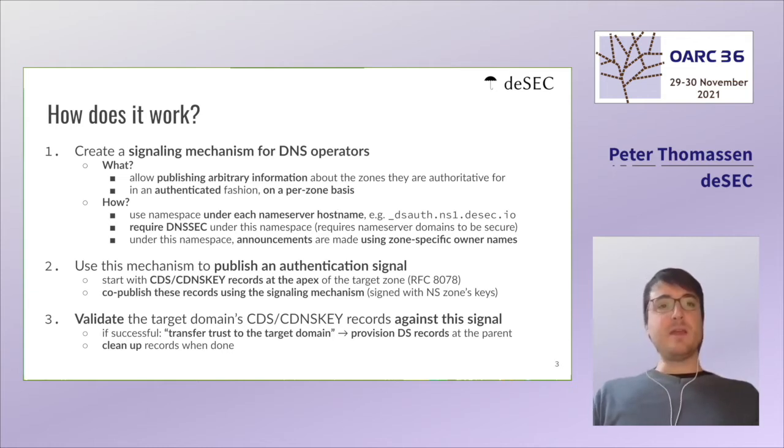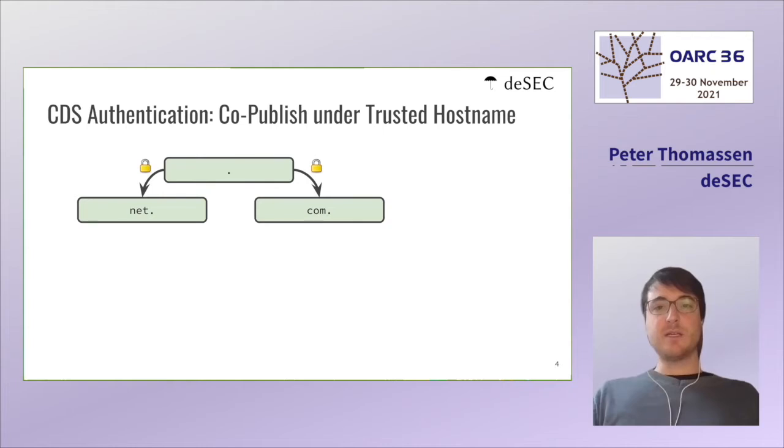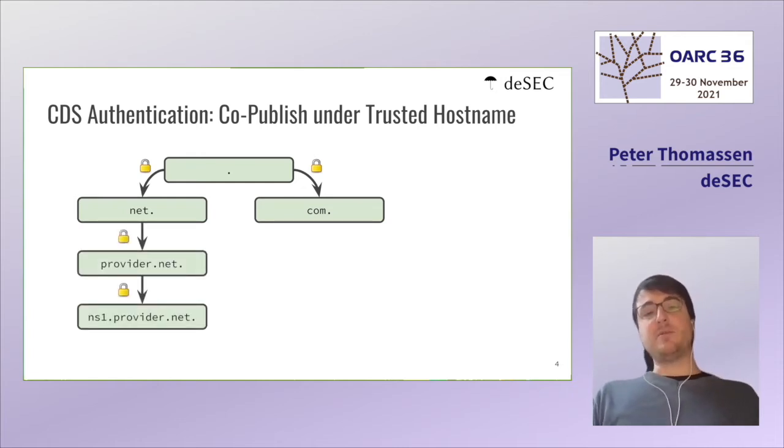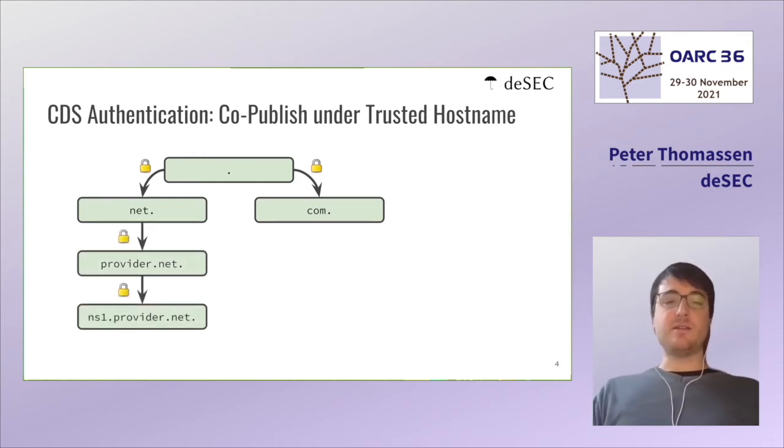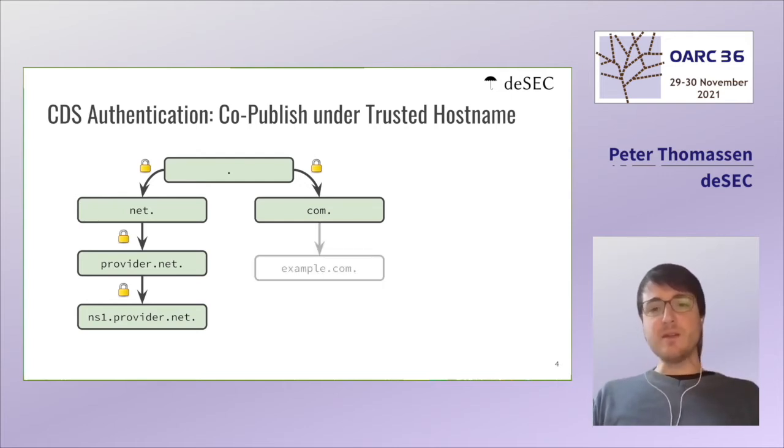Here's a quick illustration for those who like pictures more. Let's say we have the root zone, which is secure, and the net and com TLDs, which are also secure. And we have a provider with a provider.net zone and a dns1.provider.net name server host name. Let's assume all of this has DNSSEC. And now the customer comes and registers example.com. It will usually not be secure.